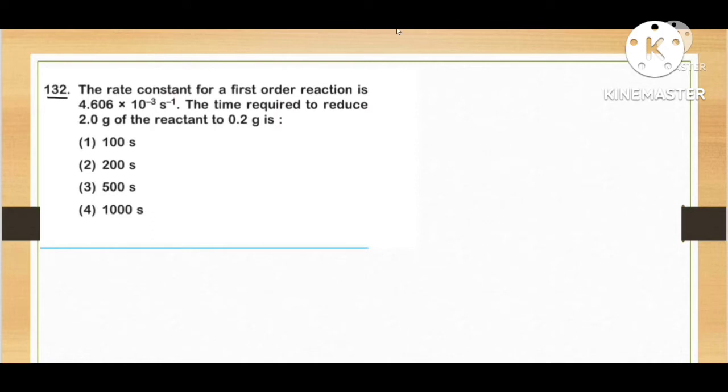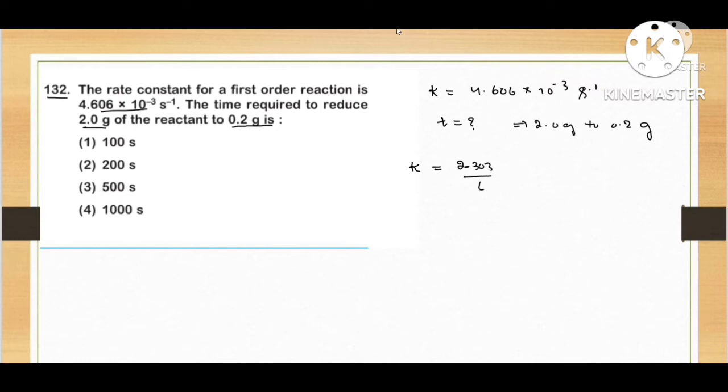Now let us discuss the 132 question. The rate constant for a first order reaction is given; the question asks the time required to reduce 2.0 gram of reactant to 0.2 gram. Here the rate constant is equal to 4.606 into 10 power minus 3 second inverse. We know that for a first order reaction, rate constant k equals 2.303 by t into log of R naught, initial by final.